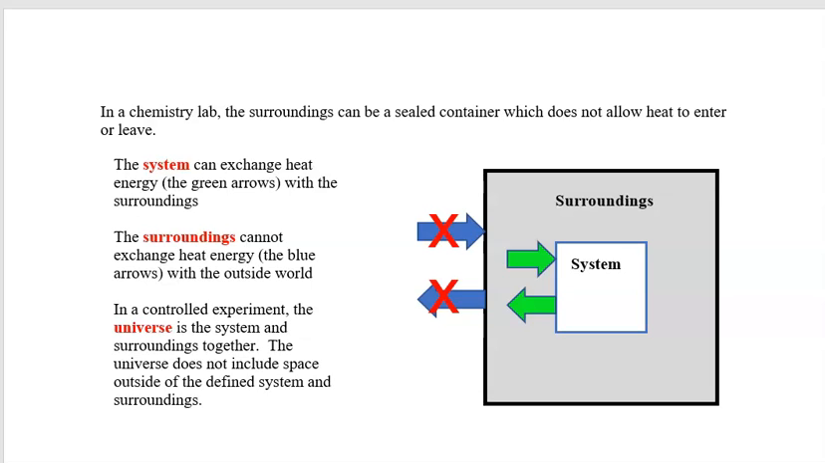So heat can go into and come out of the system. That's where the chemical reaction that we're studying is taking place. And it can come out into the surroundings. But it cannot go out of the surroundings through that thick black line into the outside world. The surroundings cannot exchange heat energy, the blue arrows, with the outside world. In a controlled experiment, the universe is the system and surroundings together. The universe does not include space outside of the defined system and surroundings. So anything outside of that thick black line is not part of the universe that we're talking about. We're talking about a very limited universe, which is simply the system and the surroundings inside of the thick black line there. Okay?